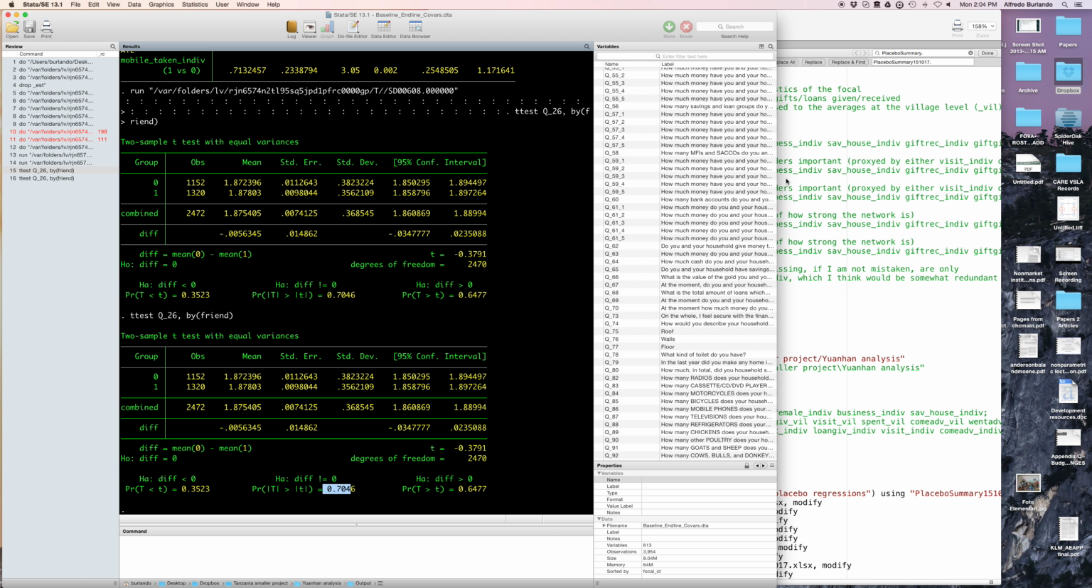That's it. I hope that this makes the interpretation of the ttest command clearer. It's a very useful command when you're trying to just quickly see whether two means between a treatment and a control group are similar or they're different.